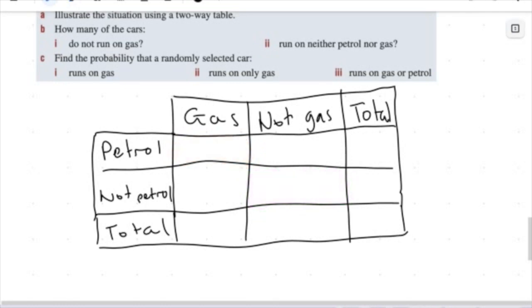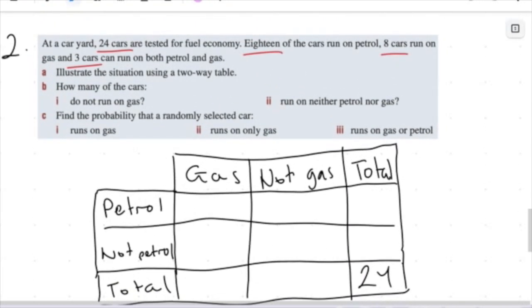And we can think about what these sections can represent. Now, my total here is going to be the 24 people. So everything along these different arrays has to add up to 24. Remember, we can't exceed that because those are just the number of cars that are tested for fuel economy. Okay, so we have 18 of these cars run on petrol. So the total cars that run on petrol are going to be 18. So I'm going to put this here.